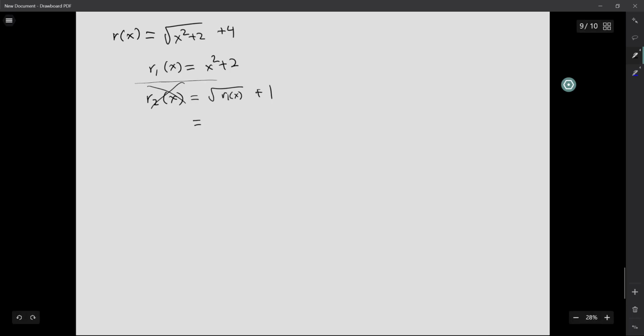Okay, so if I choose this for my r1, then what I should be writing is r of x is now equal to the square root of r1 of x plus 4. And that is what lines up my next function. So let's get rid of that. r2 of x, this is my stuff. So we're looking at the square root of x plus 4.